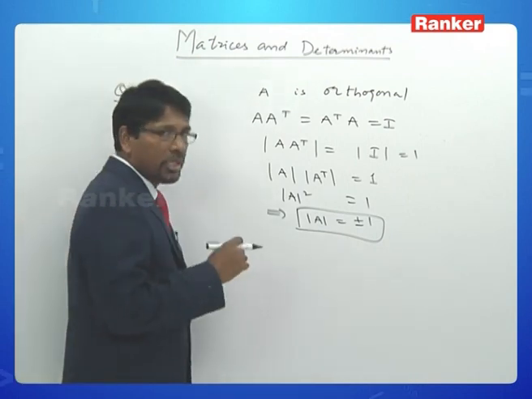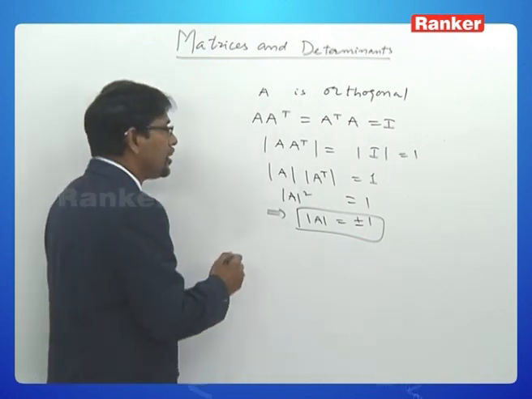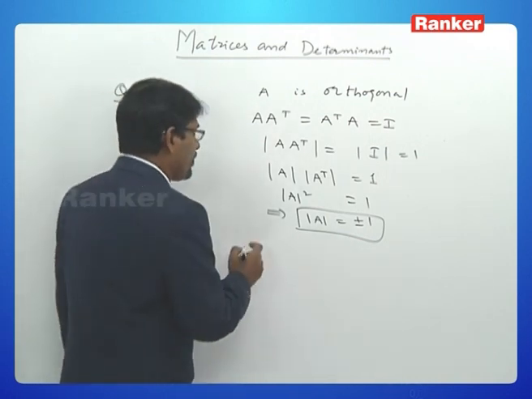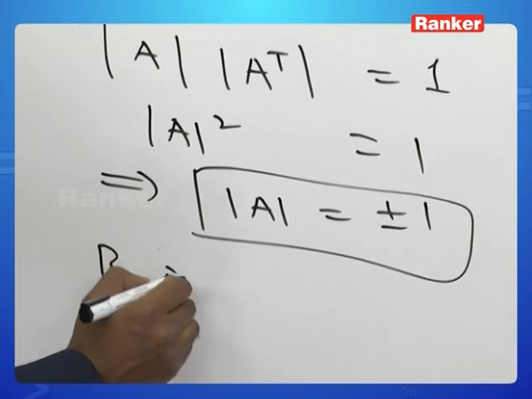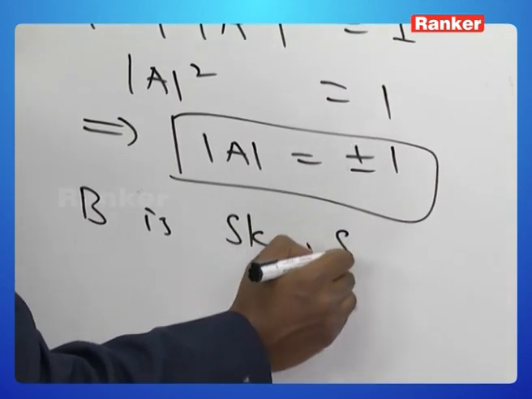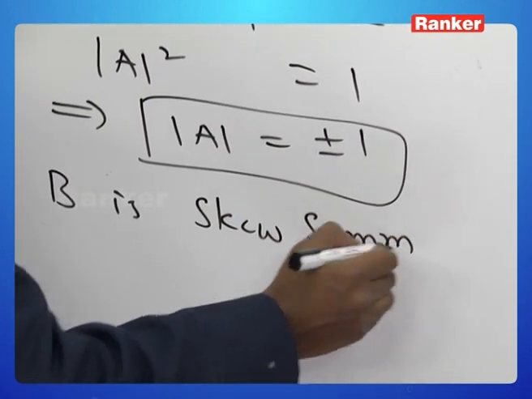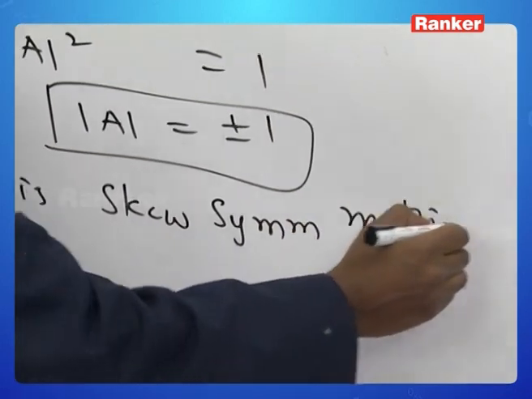Now we are interested in the statement which is not true. Now let's look at what is given about B. What is given about B? B is a skew symmetric matrix of order 3. That's what we are given.